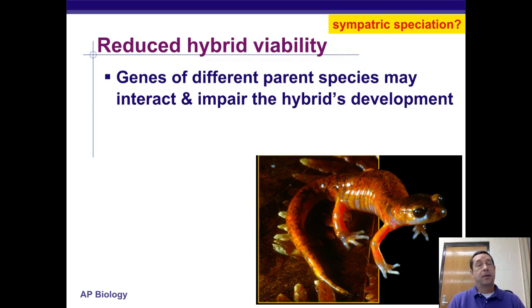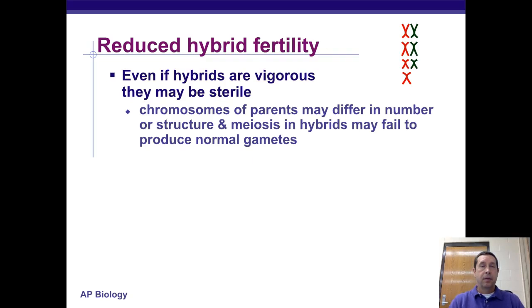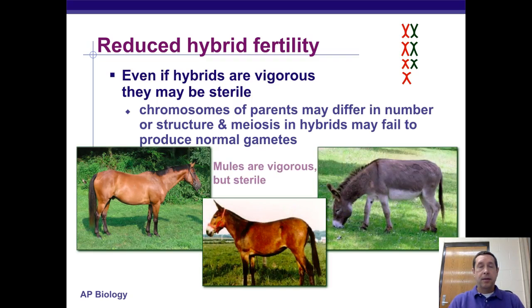Number one, typically the chromosome numbers don't match up. So we have hybrids that form, but they have problems, they're frail, they typically don't live long enough to reproduce. They may survive, but oftentimes they're sterile. Again, this has more to do with the chromosome number and structure, so meiosis doesn't work right to produce normal gametes. So you take a horse and a donkey and cross them, you get a mule.